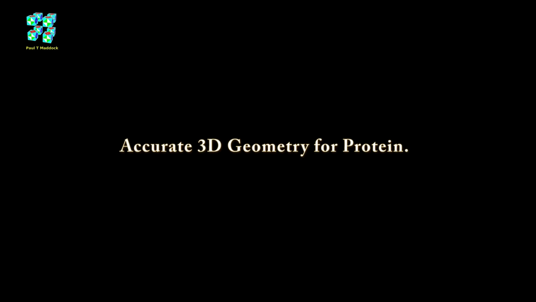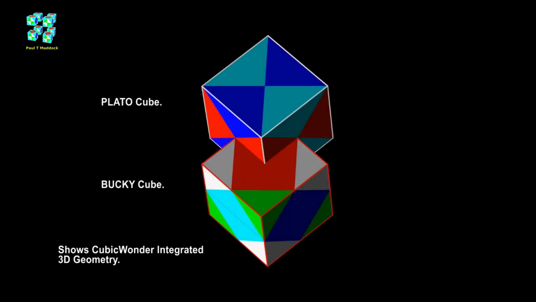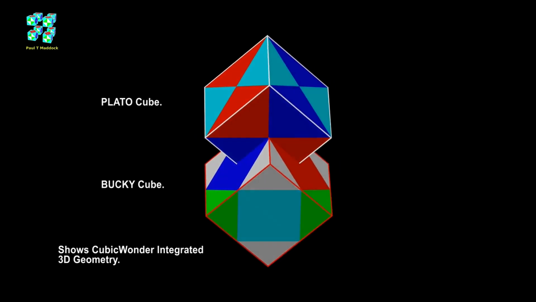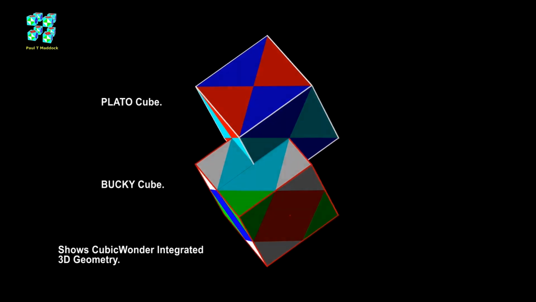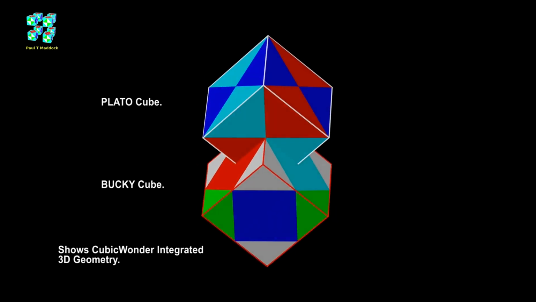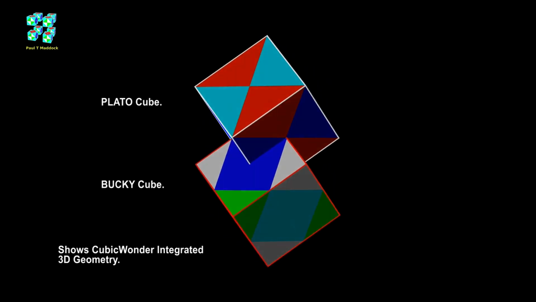I've got another new video to show you, and I'm calling this Accurate 3D Geometry for Protein. In the last few months, I've been putting a lot of research into the geometry of protein by using a system I call CubicWONDER. CubicWONDER is an integrated system containing Plato cubes and Bucky cubes. The Plato cube is sliced into 40 solid pieces, and the Bucky is sliced into 40 solid pieces also.